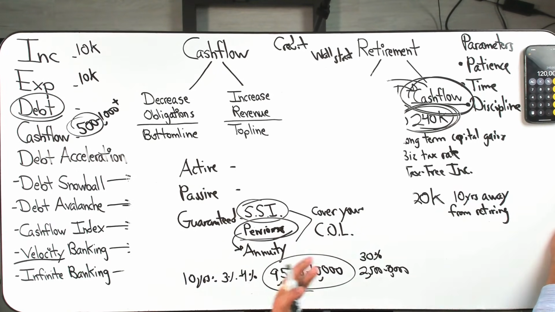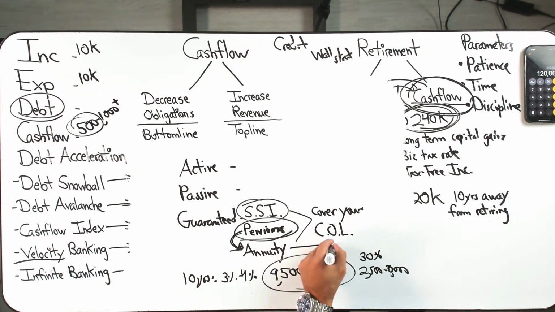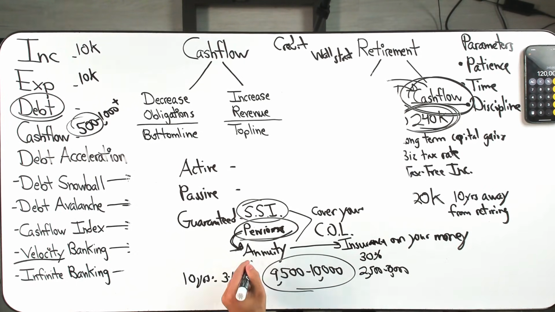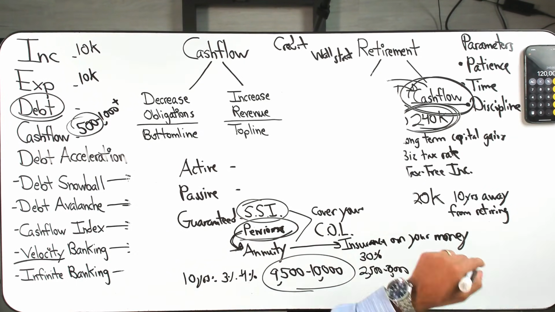But since if you work in an industry and you don't get a pension, you have to make one. What is a pension? A pension is an annuity. What is an annuity? Annuity is an insurance contract with a life insurance company. And what does an annuity insure? So annuity is insurance on your money. That's what it is. That's all it does. It ensures that your money doesn't run out of money.